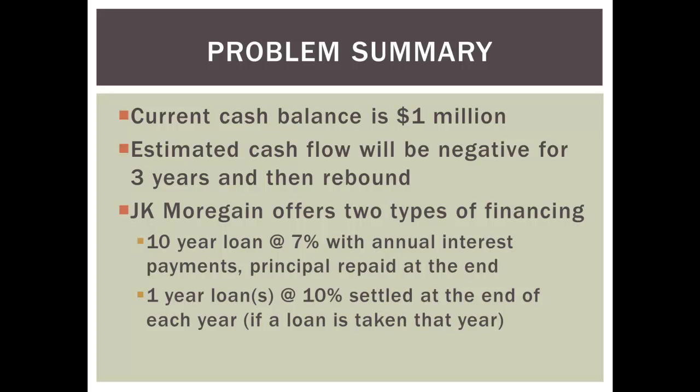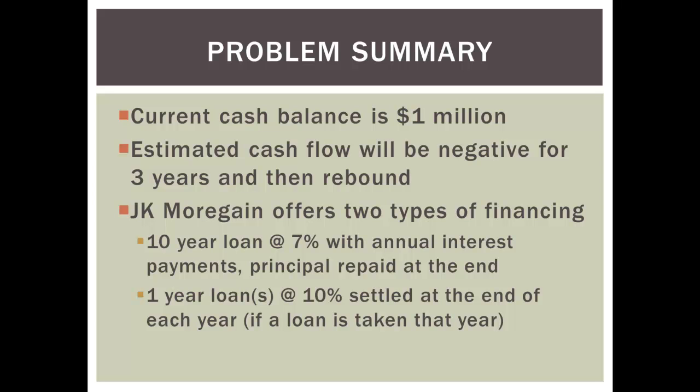Now their banker, J.K. Moregain, has offered them 2 types of financing for this 10-year period. The first option is a 10-year loan at 7% interest with annual interest payments, and then the entire principal is repaid at the end of the term, so at the end of year 10. Now the other option is a series of 1-year loans locked in at 10%. So it's not based on whatever the prevailing interest rate is that year, whatever the Federal Reserve does. It's locked in at 10% for each 1-year loan during that 10-year period.